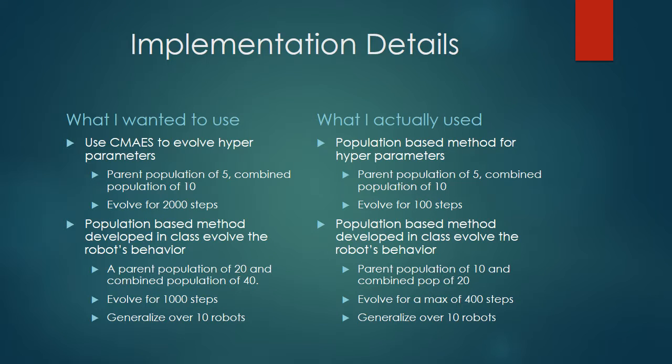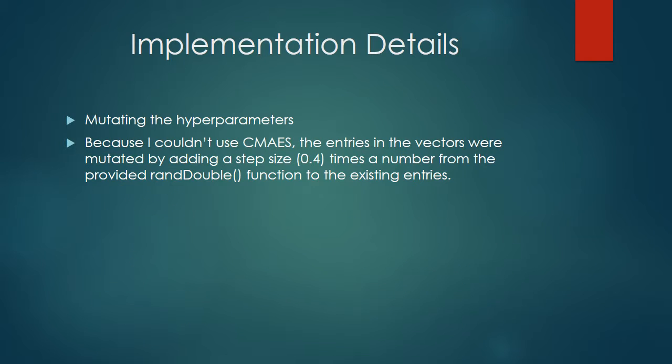What I was actually able to use was only evolve for 100 time steps using a population-based method for the hyperparameters, and for the robot I was only able to evolve for a max of 400 time steps and generalize over 3 robots. Because I couldn't use the CMAES, I had to use a different mutation scheme that was multiplying by a step size 0.4 and a number chosen from the randouble function provided by Yoast.